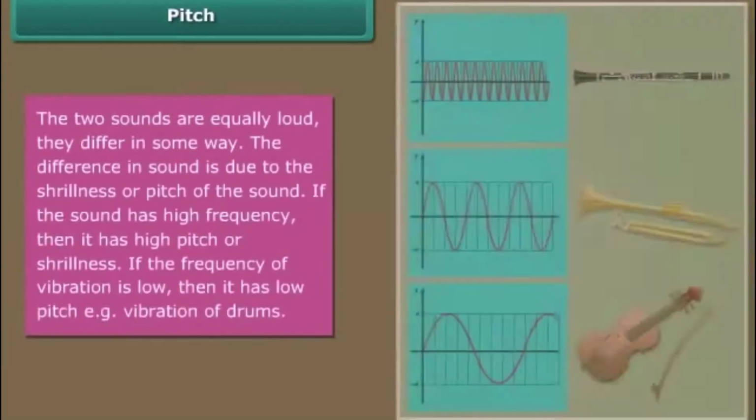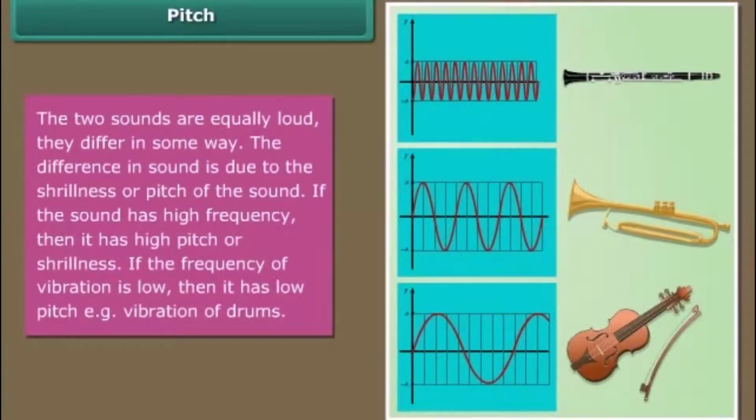Pitch. The two sounds are equally loud. They differ in some way. The difference in sound is due to the shrillness or pitch of the sound. If the sound has high frequency, then it has high pitch or shrillness. If the frequency of vibration is low, then it has low pitch, that is, vibration of a drum.